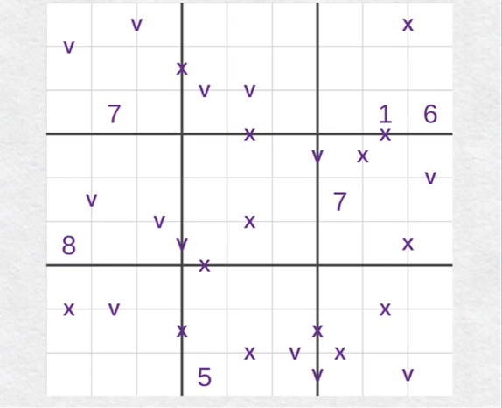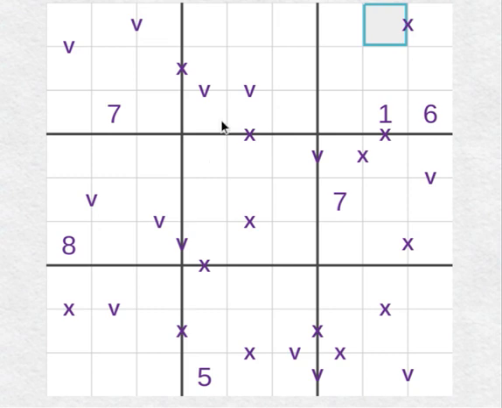Alright, so now let's get over the rules of XV Sudoku. So normal Sudoku rules apply. X equals 10, so this could be 6 and 4, 7 and 3, 8 and 2, or 9 and 1. V equals 5, so this could be 1 and 4, or 2 and 3.